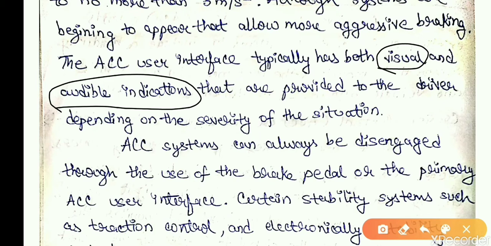That means it will announce something. The vehicle is maintaining a safe distance, or if there is a danger zone, it will indicate to the driver that you are about to collide with the vehicle in front of you.